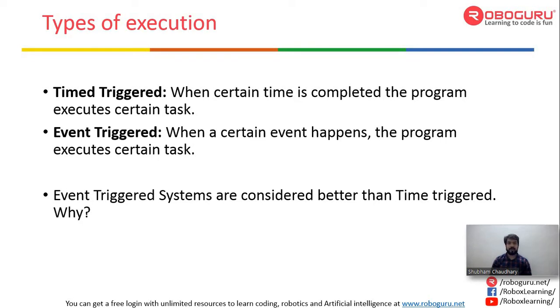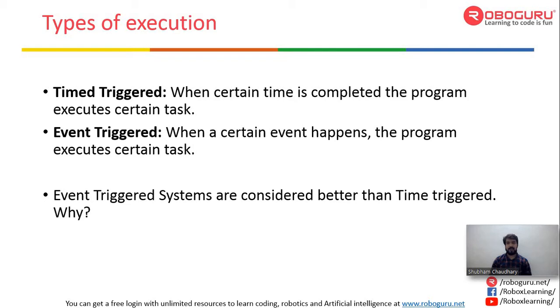It will keep on washing the clothes, and after a certain time, let's say 45 minutes or 40 minutes, it will stop, because it will consider that after 40 or 45 minutes the clothes are completely washed, completely cleaned. Similarly, there is a triggered execution called event triggered execution. So when a certain event happens, the program executes a certain task. So an event can be anything.